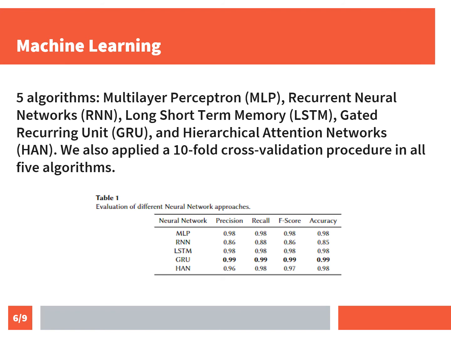As for the machine learning, we have processed the data with 5 different algorithms: a multi-layer perceptron, recurrent neural networks, a long short-term memory, gated recurrent units, and the HAN. We also applied the tenfold cross-validation procedure in all 5 algorithms, and we tested different hyperparameters so as to find the optimal set for each of the algorithms. As we can see in Table 1, after our processing step, GRUs were the best method to correctly label each of the cases in our dataset.